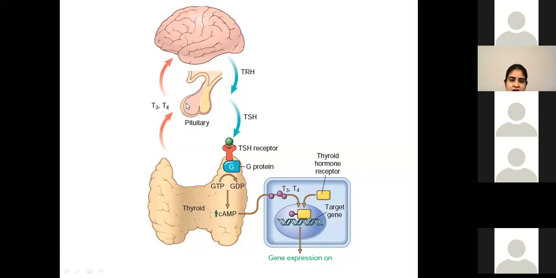In this diagram, they've also shown the negative feedback reaction. When there is an increase of free T3 and T4 in the circulation, it sends a signal to the pituitary to stop releasing TSH, and in turn also sends a signal to the hypothalamus to stop producing TRH as well, because there's already too much of it in the circulation.